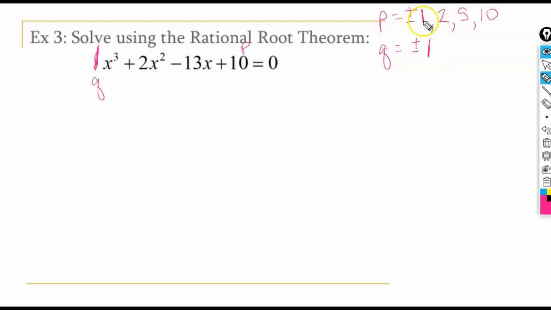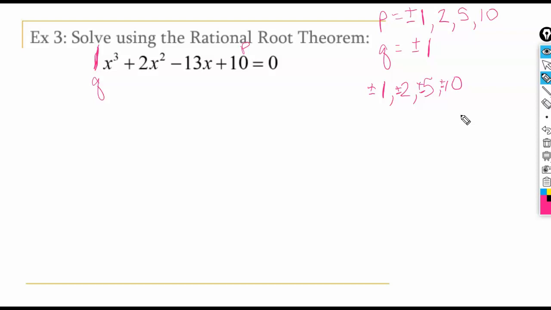So that means that if I take P's and divide them by all of the Q's, I'm going to get 1 divided by 1, which is just 1, 2 divided by 1, 5 divided by 1, and 10 divided by 1. So this gives me 8 possibilities. Remember, it's positive or negative. So positive 2, negative 2, positive 5, negative 5, positive 10, negative 10. These are my 8 possible rational roots. You got to start somewhere, folks.